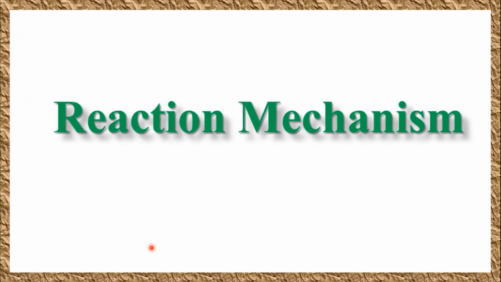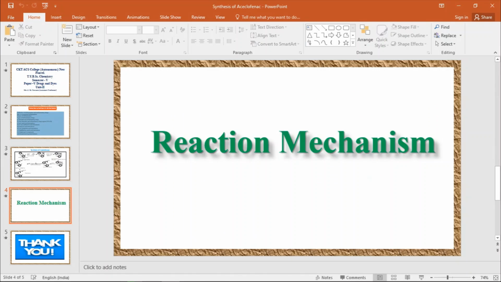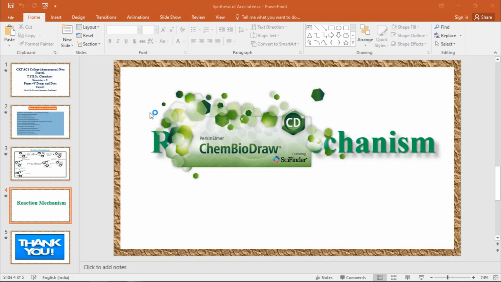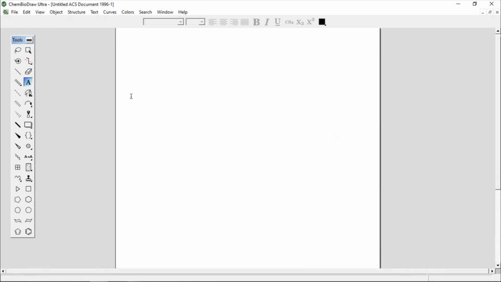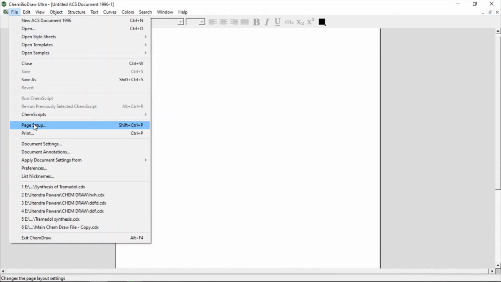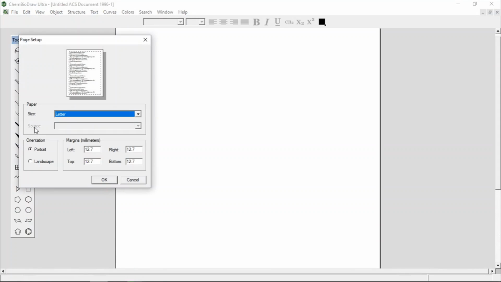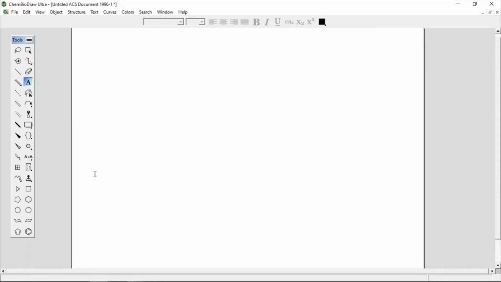We'll see the reaction mechanism. So let me change the orientation of this page from portrait to landscape. I'm changing the orientation. Our first reagent is 2,6-dichlorodiphenylamine.